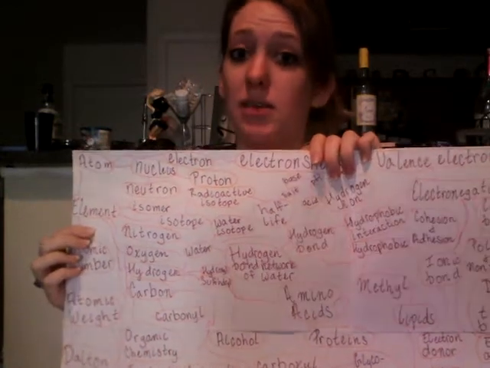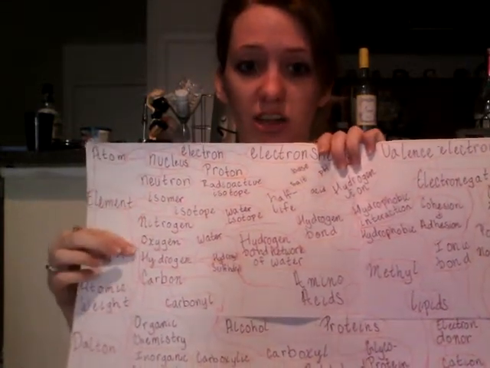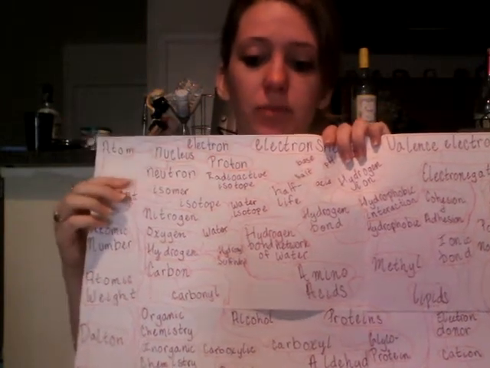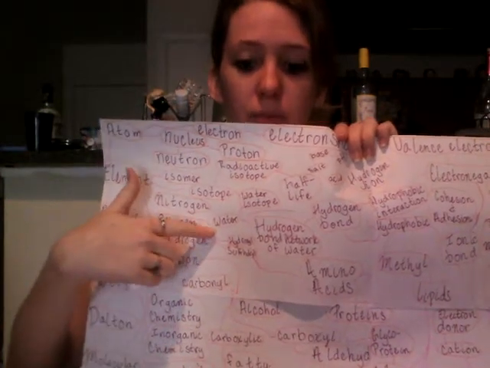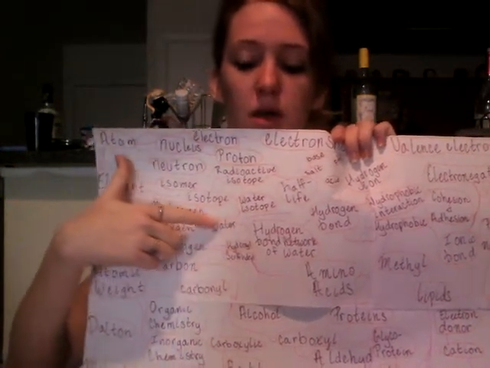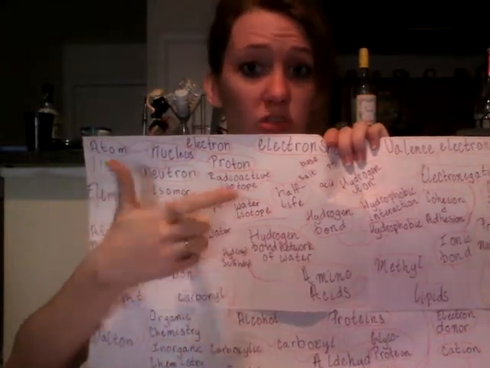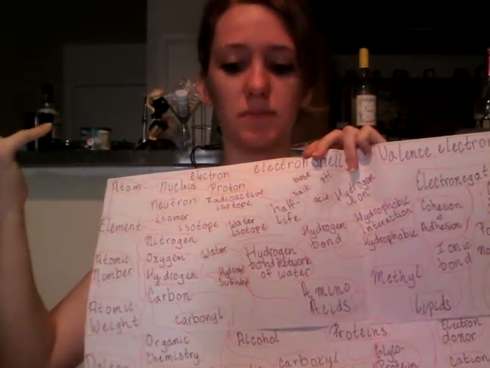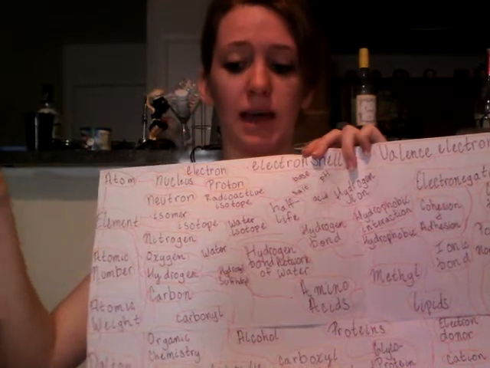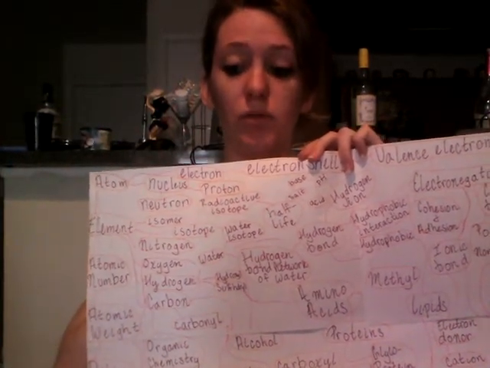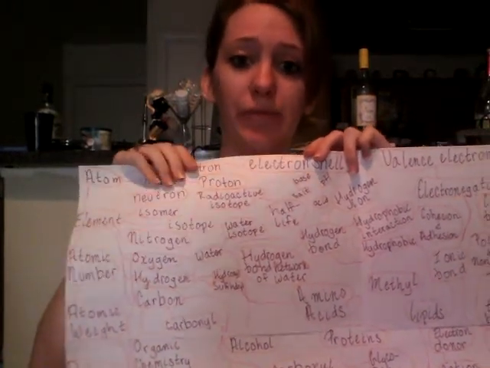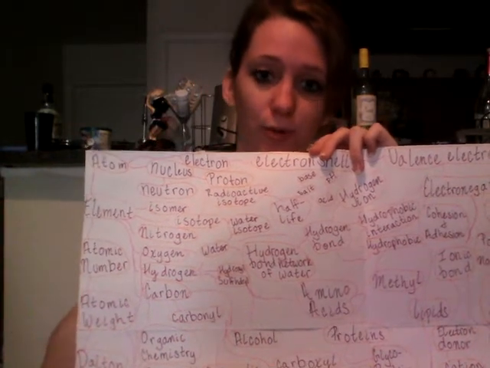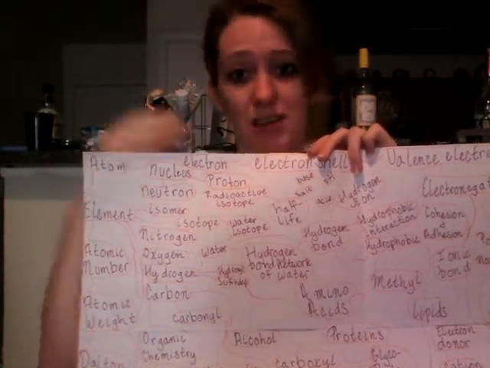Okay, the four main elements in your body are nitrogen, oxygen, hydrogen, and carbon. And hydrogen and oxygen, as everybody knows, make up water. Water has many isotopes, which are just different, like isotopes are elements or compounds that have a different number of neutrons than normal. So like if the hydrogen has no neutrons, then it's an isotope.